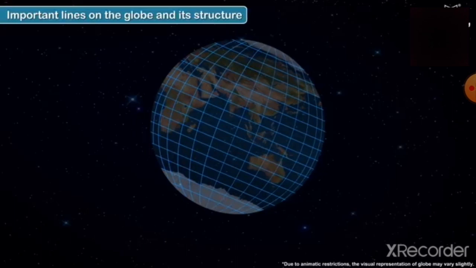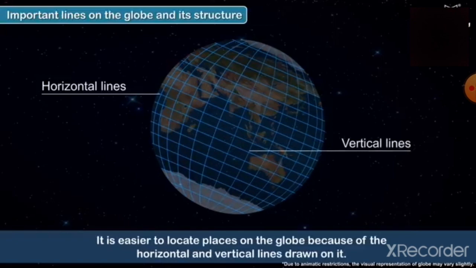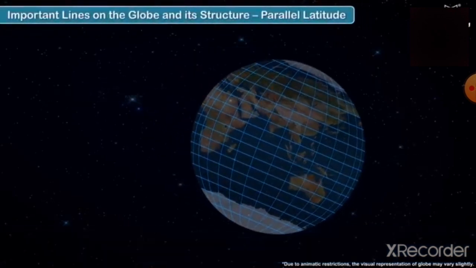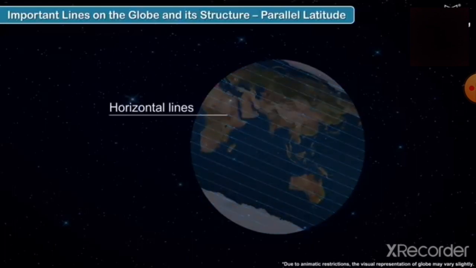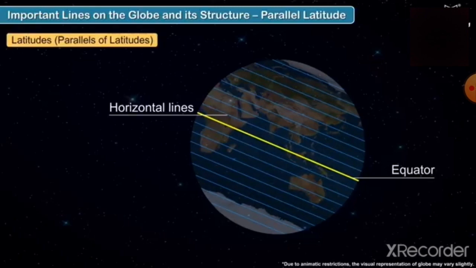Now, there are some important lines on the globe and its structures. It becomes very easy to locate places on the globe because of the horizontal and vertical lines drawn. What are they? They are parallels of latitude and meridians of longitude. First, we will see about the horizontal lines. One horizontal line is the equator, which we have seen. This is the longest horizontal line.